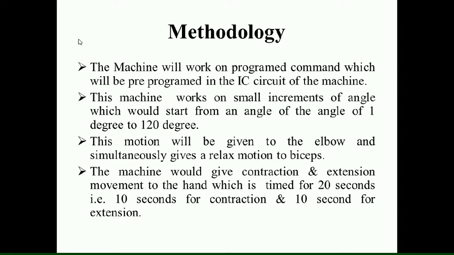The model is a machine that would give contraction and extension movement to the hand, which is timed for 20 seconds, that is 10 seconds for contraction and 10 seconds for extension, because the main reason is that because of the arm dislocation, their arms become rough.